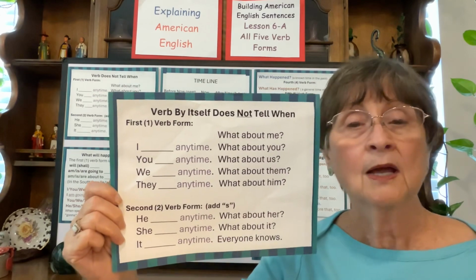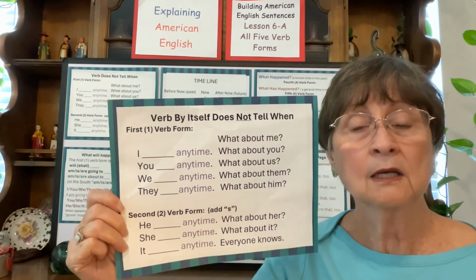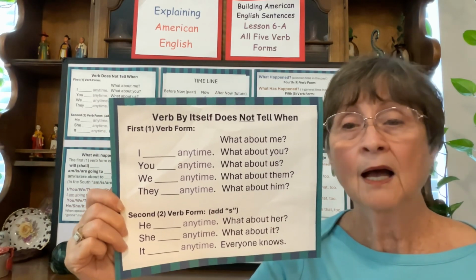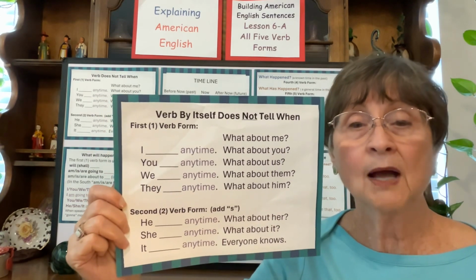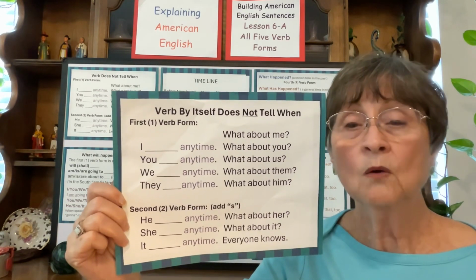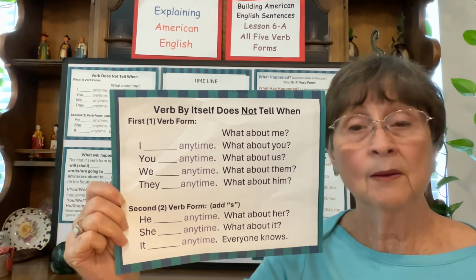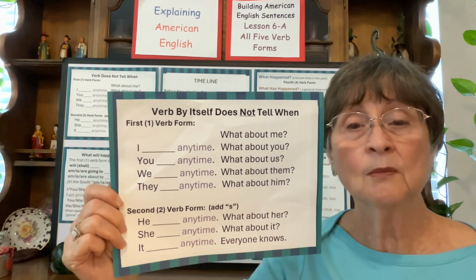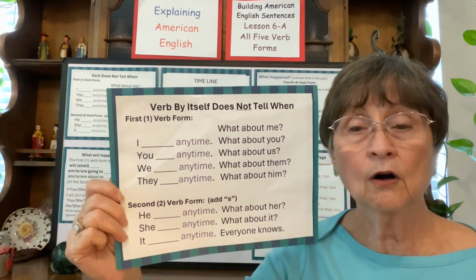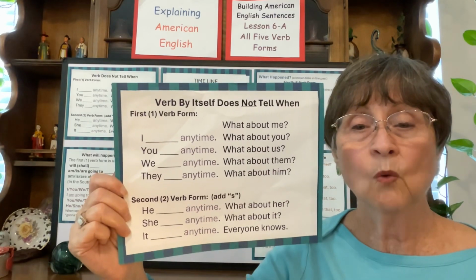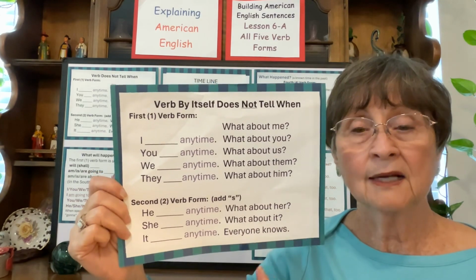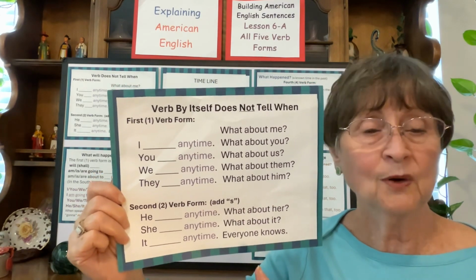Everyone knows. I'm going to do it one more time using walk, which is a regular verb. What about me? I walk anytime. What about you? You walk anytime. What about us? We walk anytime. What about them? They walk anytime. What about him? He walks anytime. What about her? She walks anytime. What about it? It walks anytime. And the added sentence, just for fun, everyone knows.